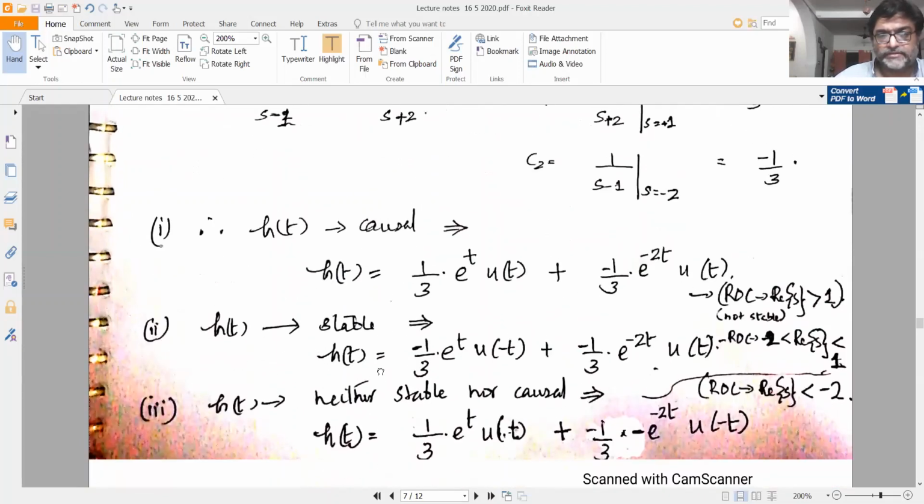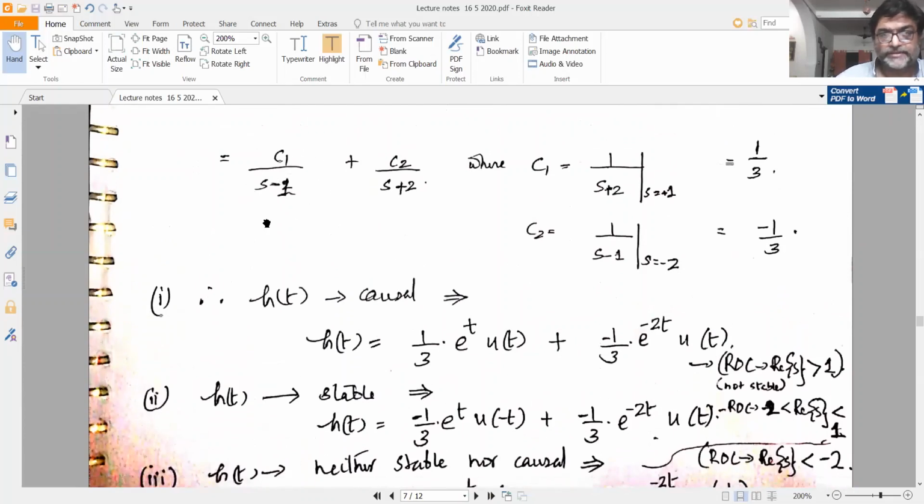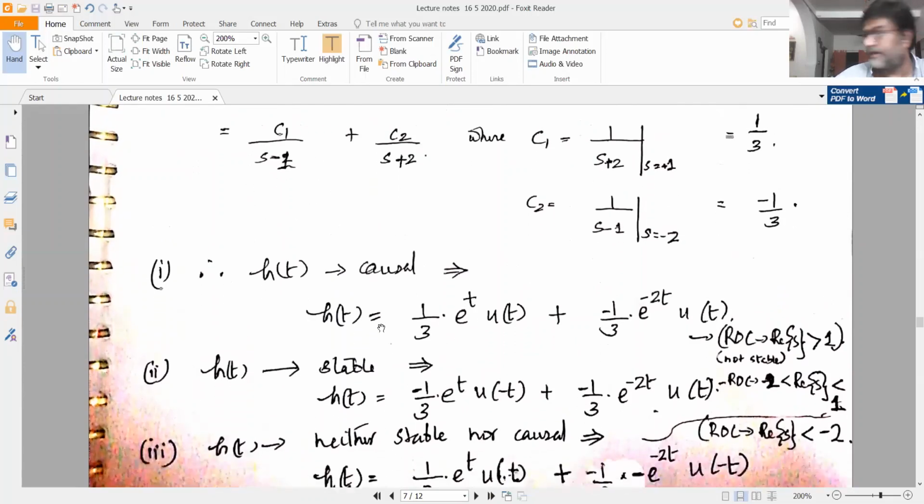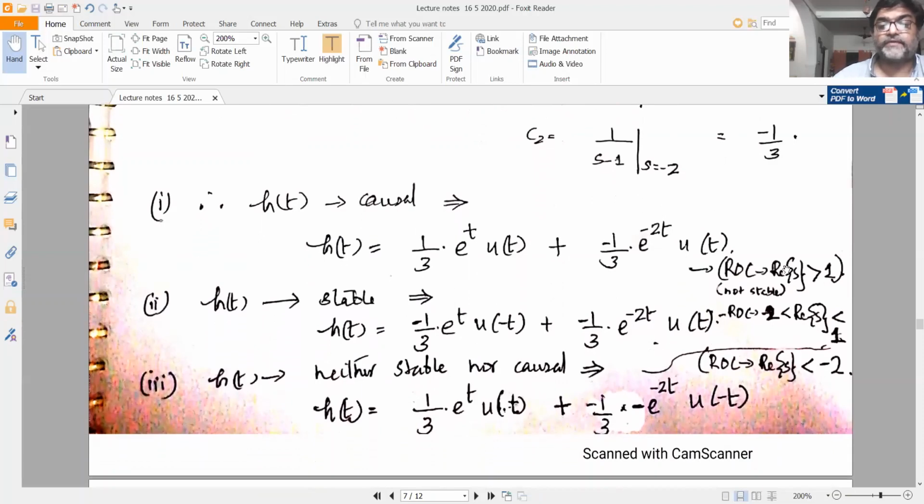If you take the inverse Laplace transform, assuming that this is anti-causal, the inverse Laplace transform is minus 1 by 3 e raised to t into u of minus t plus minus 1 by 3 into e raised to minus 2t into u of t. So what is the region of convergence now? The region of convergence is a vertical strip in the s domain between minus 2 and 1. Is that okay? So the system is now stable, but the system is not causal because the first part is an anti-causal sequence.